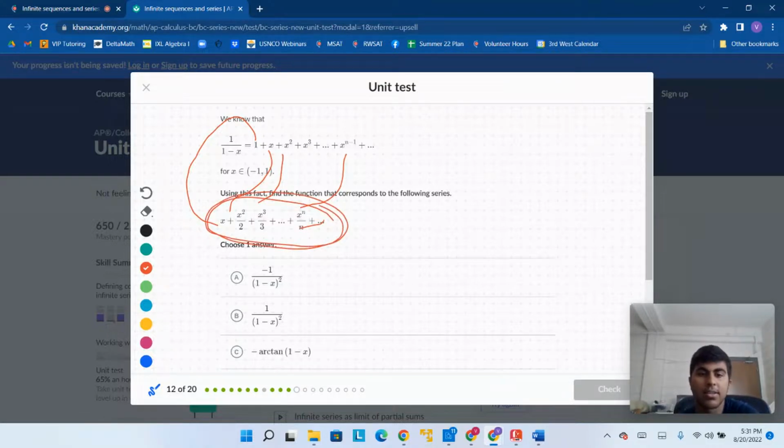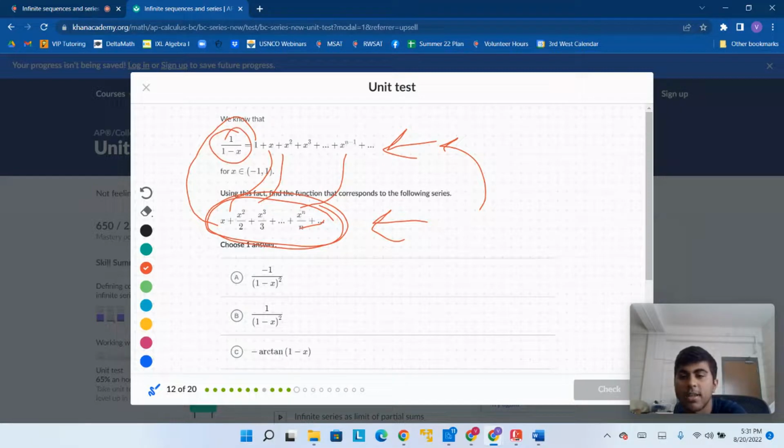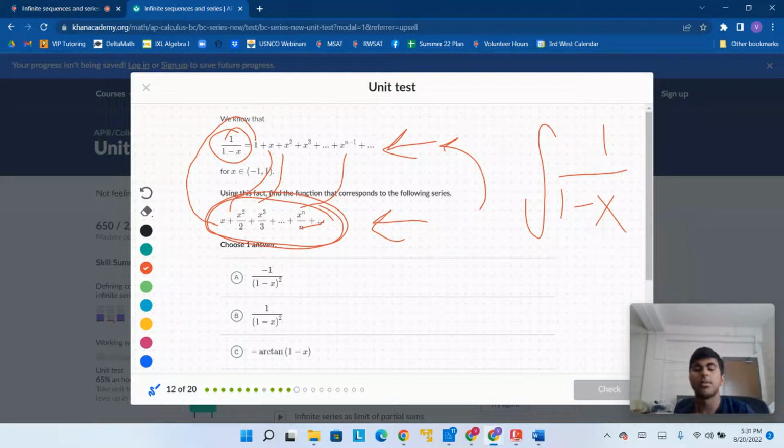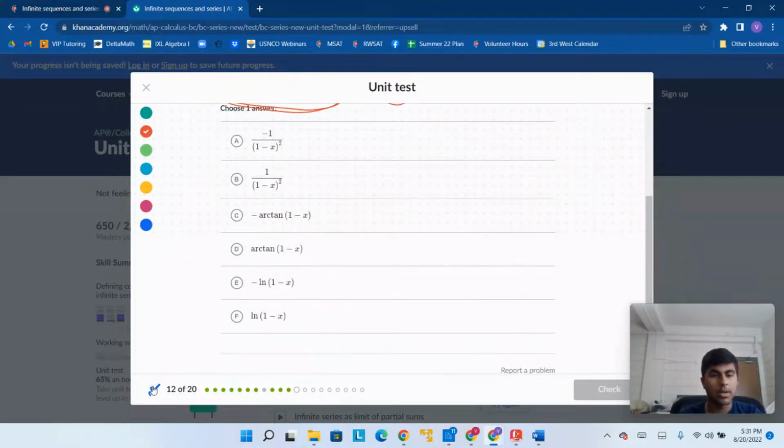Which means that this is just the antiderivative of that. If you take the derivative of this, you get that, and this is equal to 1 over 1 minus x. So we're just trying to find the indefinite integral, the antiderivative of 1 over 1 minus x, which of course is going to be negative natural logarithm of 1 minus x. Right, so which one is that? That one is this one right here.